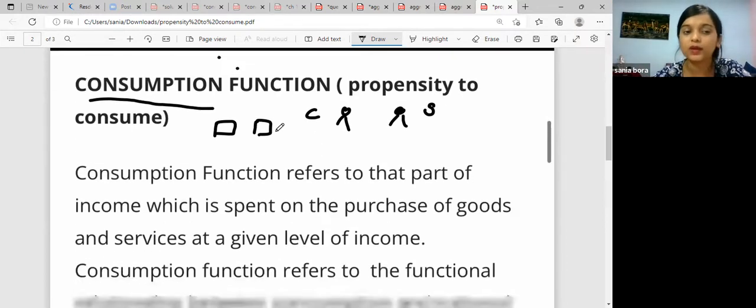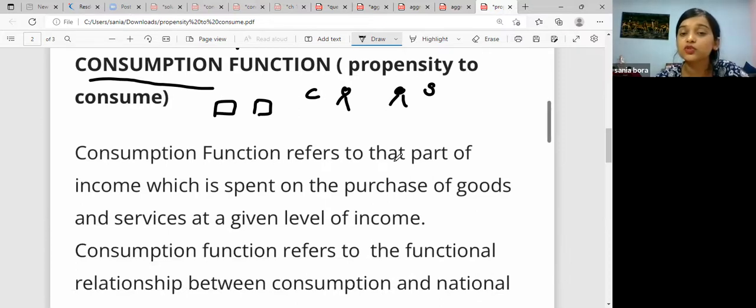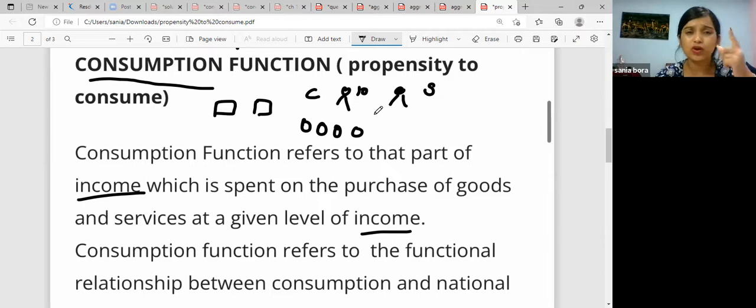Now, consumption function refers to that part of income which is spent on the purchase of goods and services at a given level of income. For example, I have 10 rupees. These are the sweets, so I will give only 1 or 2 rupees for that, because I don't want to consume more sweets since I'm fond of chocolate. But in the case of chocolate, I can spend my entire income on that, because I'm so fond of it. The one I'm not fond of, why would I spend my money on it?